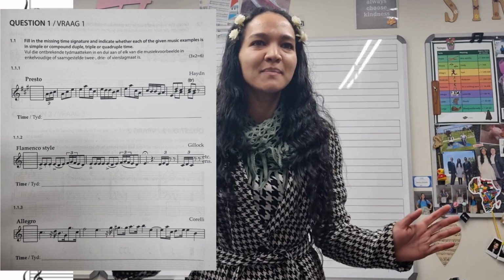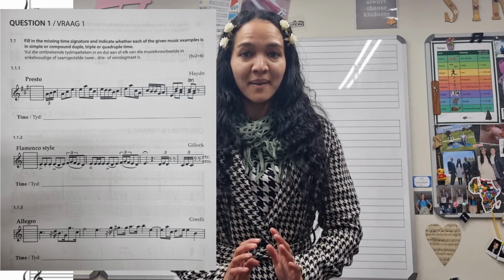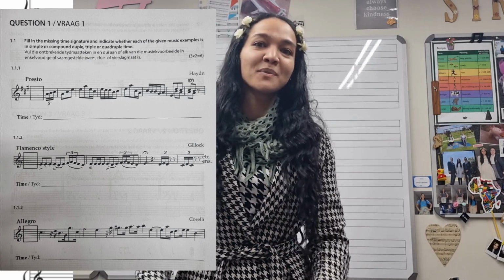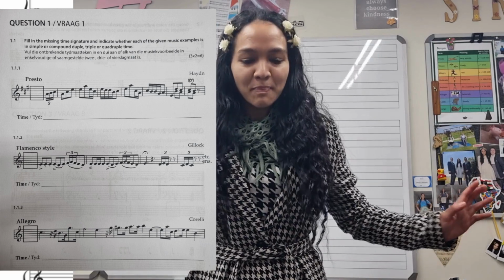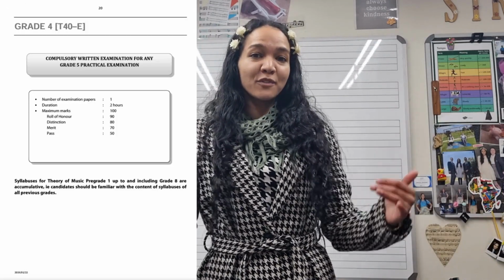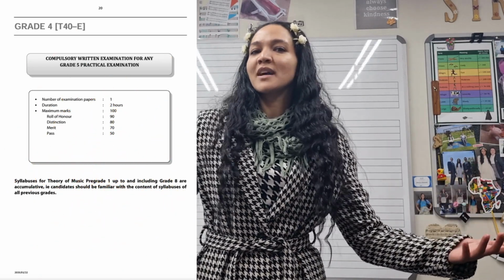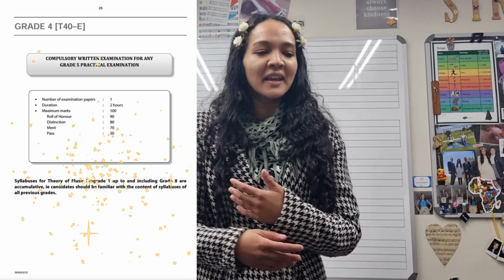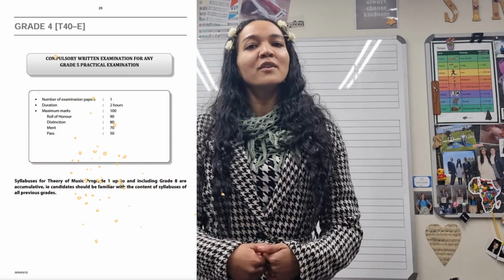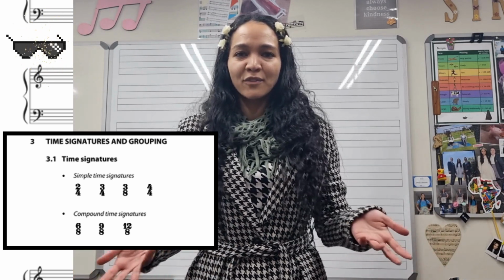It says, fill in the missing time signatures and indicate whether each of the given music examples is either in simple or compound time, as well as specify, please, whether it is duple, triple, or quadruple time. Now, some people freak out when they see this, but just looking back at the syllabus document of UNISA, under the grade 4 stipulations, you'll see that the document is still valid. It was last updated in January 2019. Everything still stands. We are only asked to know 7 time signatures at this very level of grade 4.